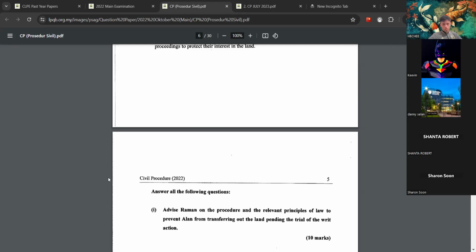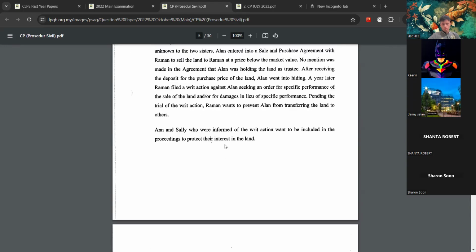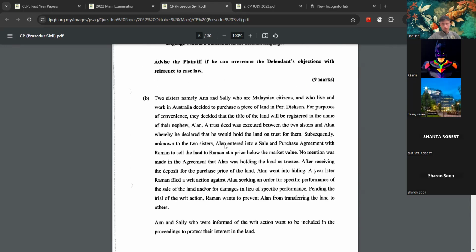Why suddenly will I see a specific relief act? Yes, it's an injunction, but not necessarily to be an injunction. We go to the question first.